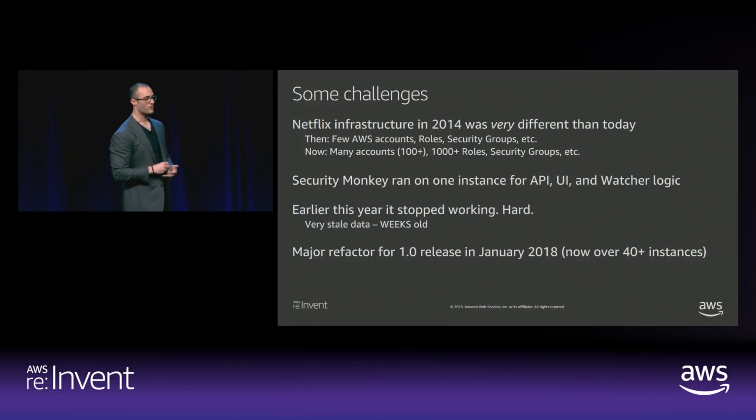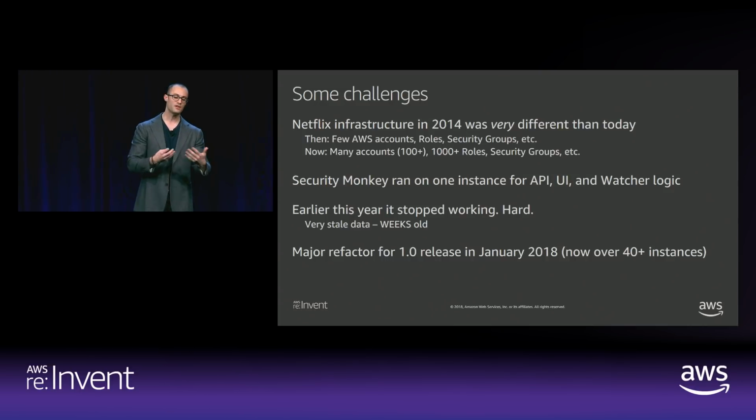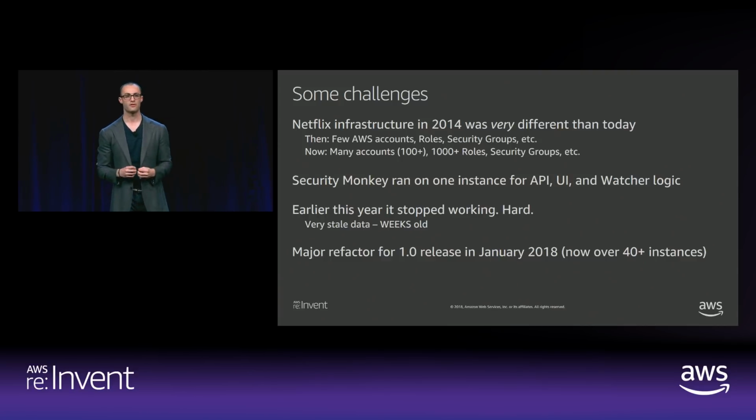Today, that's a very different story. We have over 100 accounts now. We have thousands of IAM roles across all these accounts because we now have an IAM role per application. The same with security groups, and now we're in VPC, so we have thousands of security groups. We also grew in our S3 usage, and our SNS usage, our SQS usage. Every imaginable resource in AWS has massively grown since then.